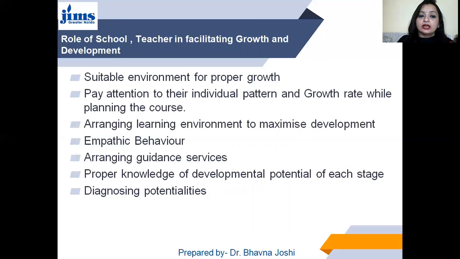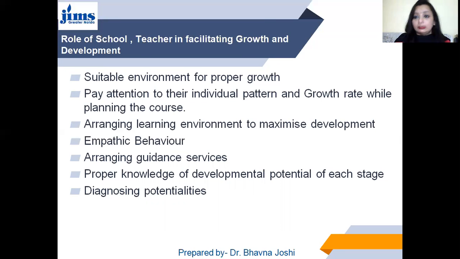Third is arranging the learning environment to maximize development. Yes, you have to arrange the learning environment such that there is maximum development, whether it is intellectual, emotional, social development, or language development of the child. So providing that learning environment so that there is maximum development is very important.